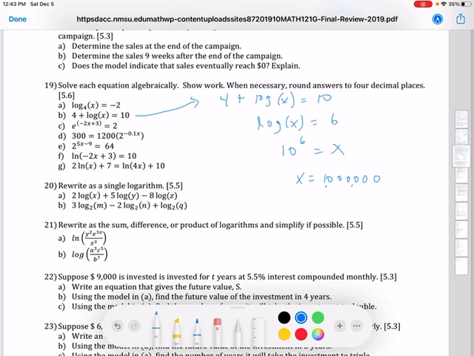Okay, let's try another one. Let's try, we can do D or E so that we can have 2 different problems so that you guys can see them. Let's go ahead and try, I guess, D.